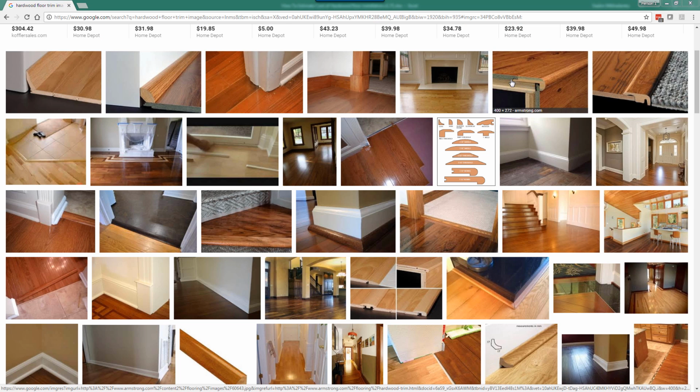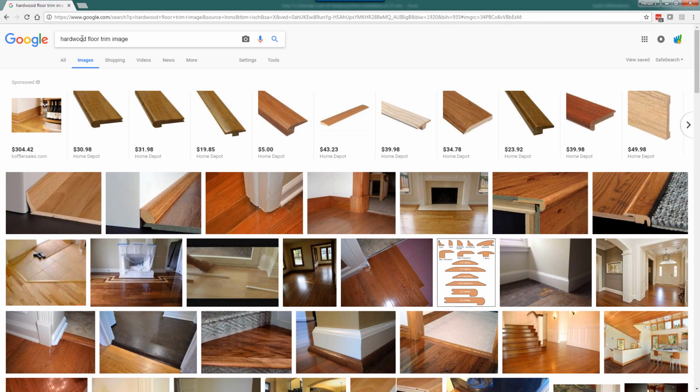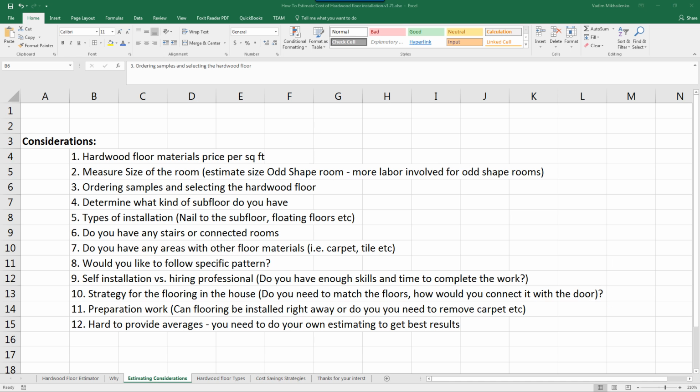And this is a good image of how you do connect the floor, for example, on the stairs. You have a nose connector, and then this is the same floor that you have, and this is how you connect carpet to the hardwood floor. So just searching for those images. In this particular example, I searched for hardwood floor trim image, and that's what came up on Google, along with a lot of different product offerings. So you can probably do a similar search and come up with very similar results, or you can search for something else, but it's good to know your options.